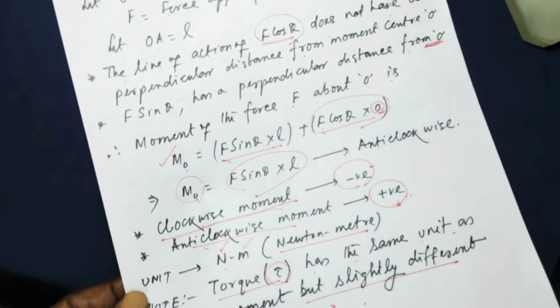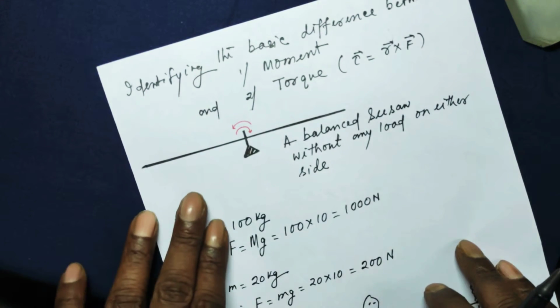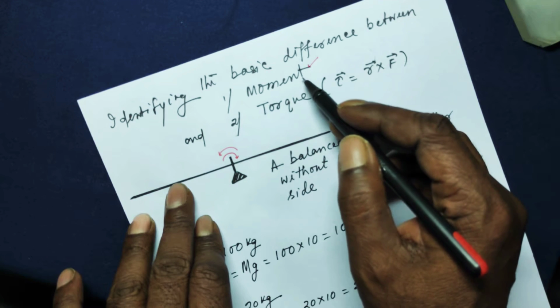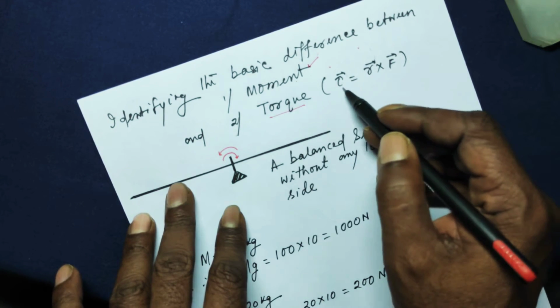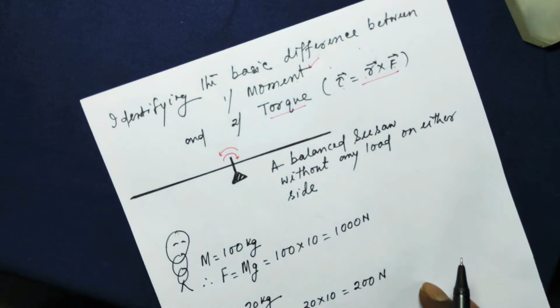I will explain through an example. Let us go to the next page. I have given an example here. Let us identify the basic difference between a moment, meaning the moment of a force about a given point, and torque, that is R cross F, the cross product of the radius vector and the force.